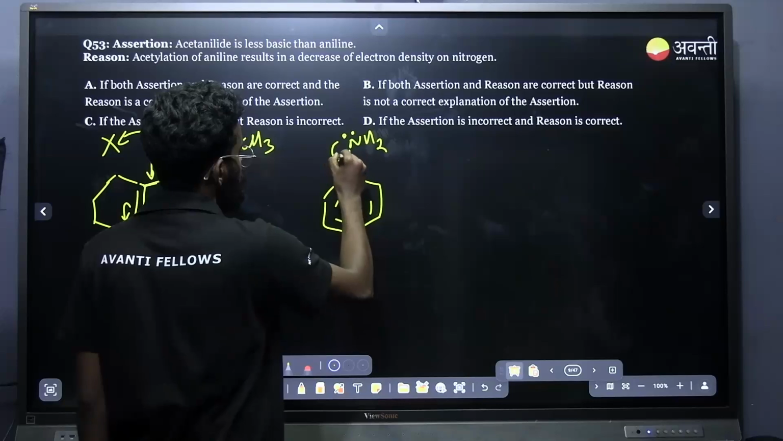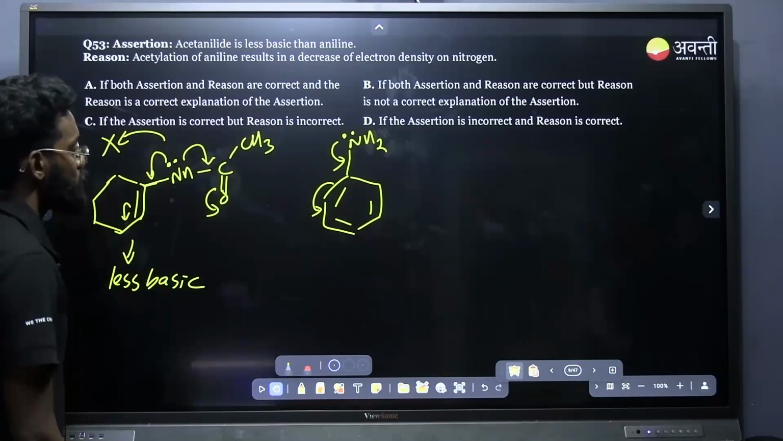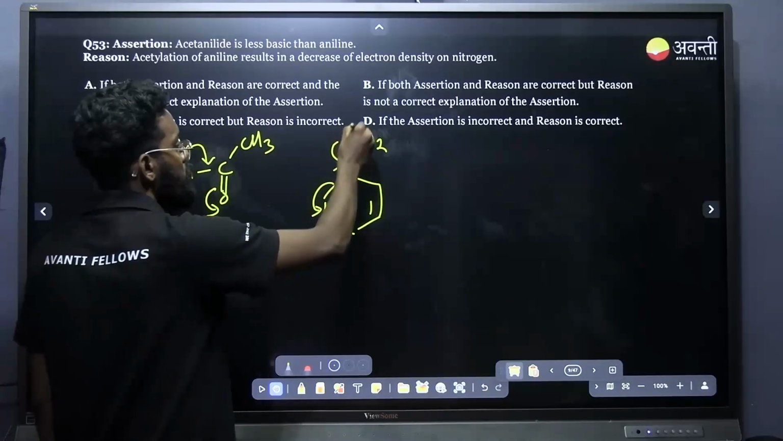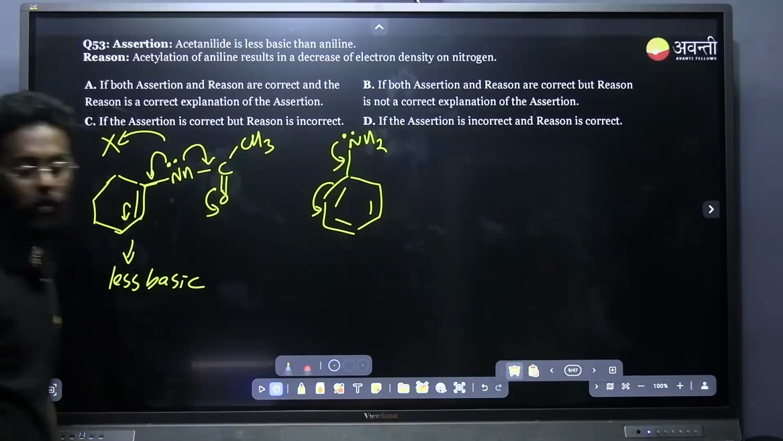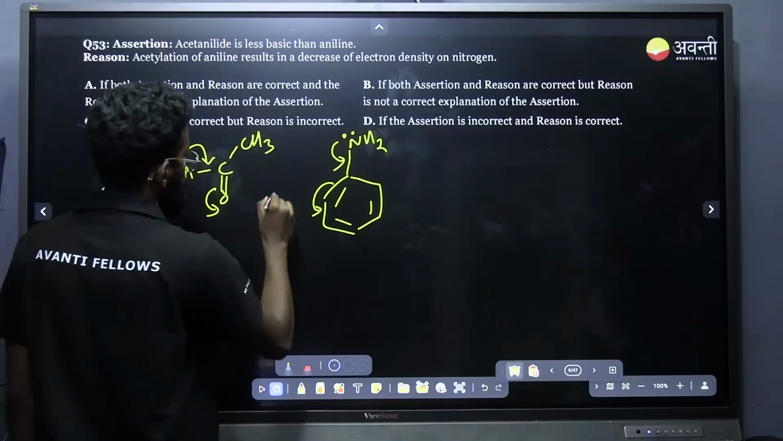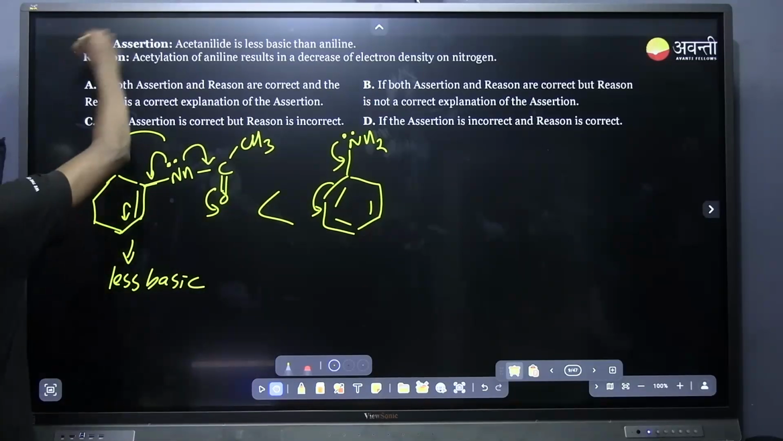Here NH2 is involved only in the extended conjugation. There is only one particular conjugation. Because of that, compared to acetanilide, the NH2 lone pair is a little more available for donation. So compared to these, the more basic one is aniline. So the assertion is correct.